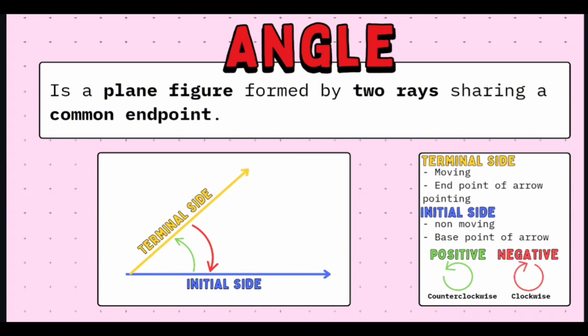Like I said, a good reminder is that where the base of the arrow is, where the arrow starts, that's always the initial side. And where the arrow is pointing at, that's the terminal side. So if we're looking at the positive angle, then we can say the illustration is correct. But if we're looking at the negative arrow, then we have to switch them both.